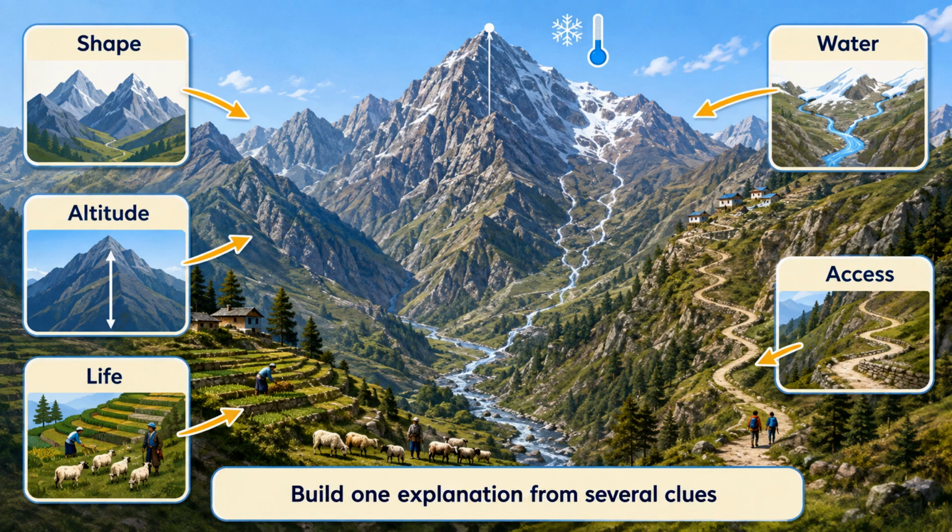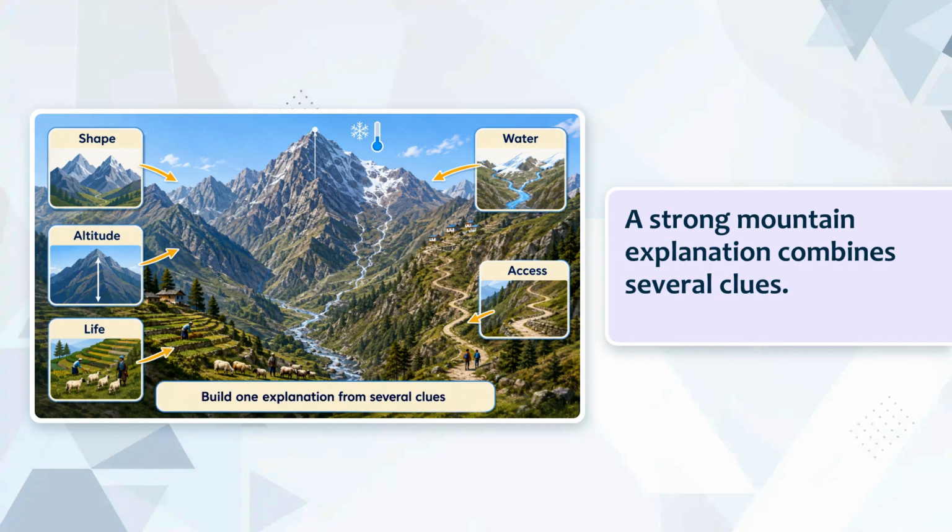Use several clues together: mountain shape, water, altitude, access, and life. A strong explanation connects visible evidence instead of depending on 1 feature. Now the separate ideas can work as 1 system. A strong mountain explanation combines several clues. Shape, water, altitude, access, and life can support 1 conclusion.